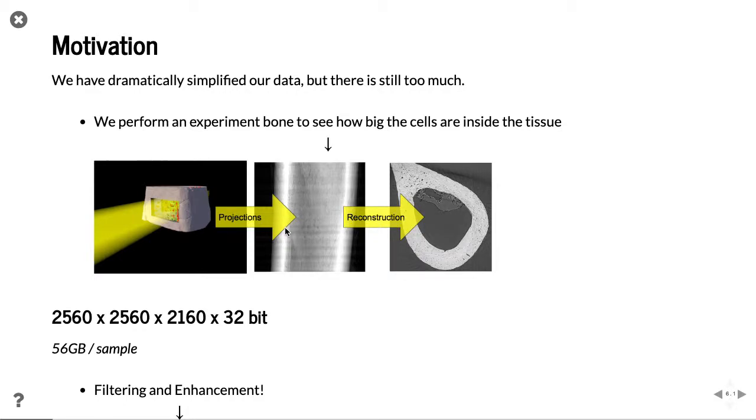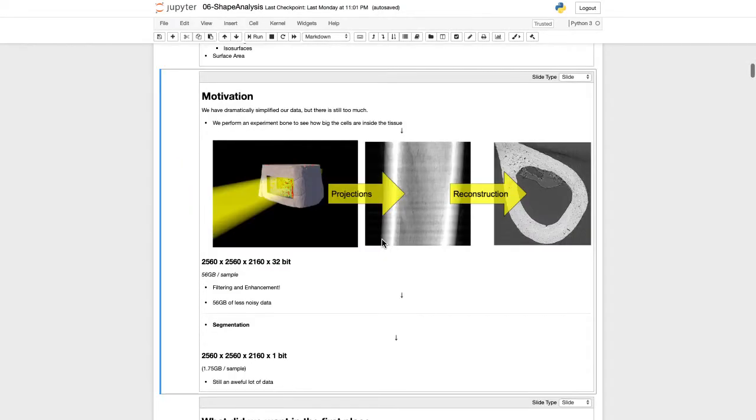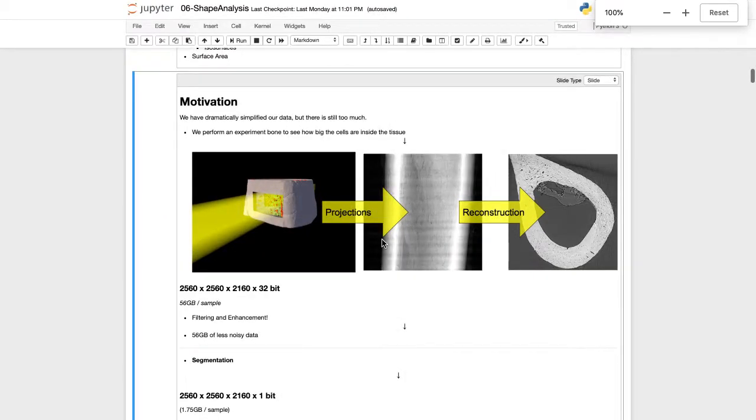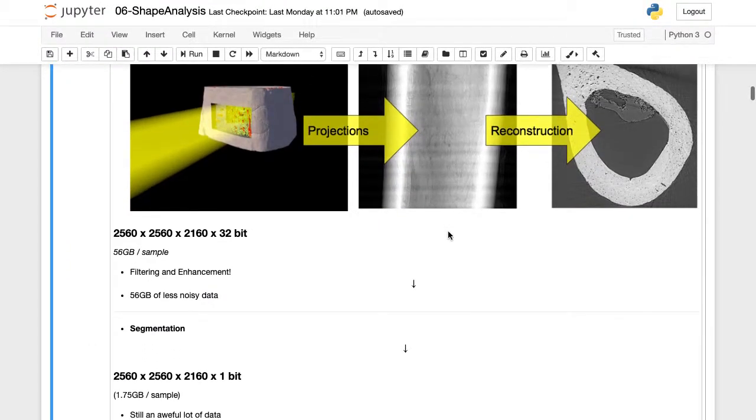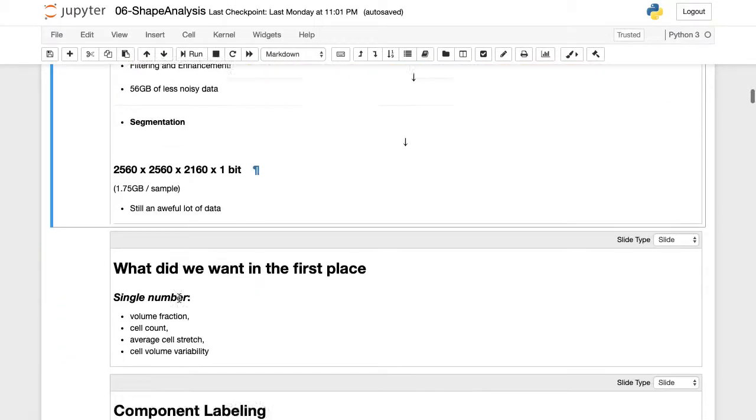We can look at what we've done. We've dramatically simplified our data, but we still have way too much. When we take our original image, we have these projections, reconstructions. We have this 56 gigabytes per sample that we started off with, for whatever reason. We then do this filter and enhancement step, and now it's 56 gigabytes of less noisy data. Then we do segmentation, and it's now 1.7 gigabytes. But it's still a huge amount of data, and it's more than we can easily do something meaningful with.